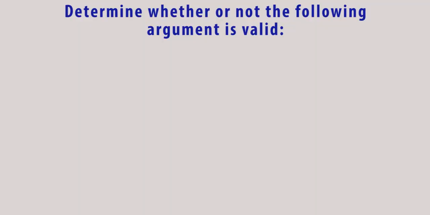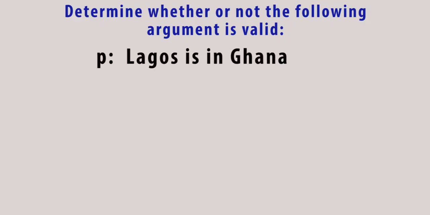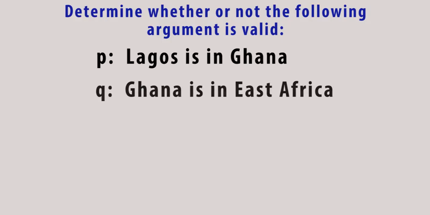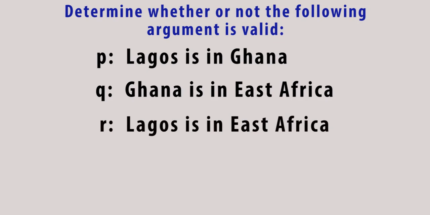We are going to use this chain rule to solve this example. Determine whether or not the following arguments are valid. Statement P. Lagos is in Ghana. Statement Q. Ghana is in East Africa. Statement R. Lagos is in East Africa.